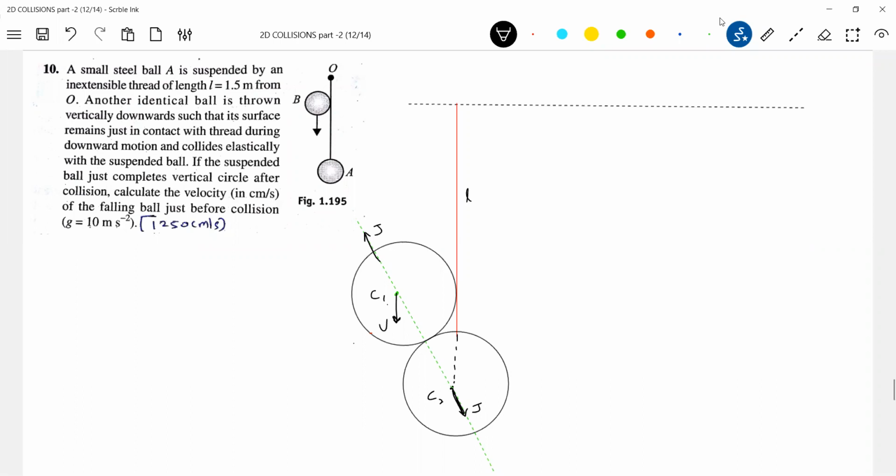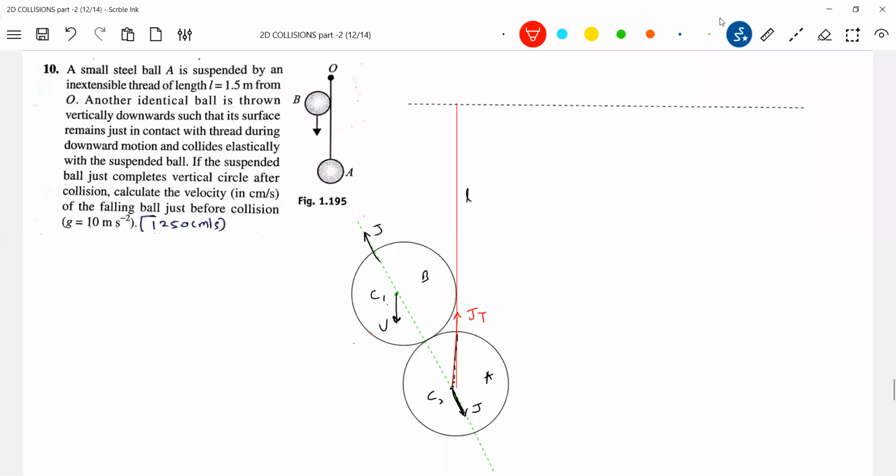After collision, what happened to ball A? How does it move? What are the impulses? Impulse due to the string also will come. So here impulsive JT will act. Now what should happen to this one here? Already I think I discussed the problem, it's a very simple idea.